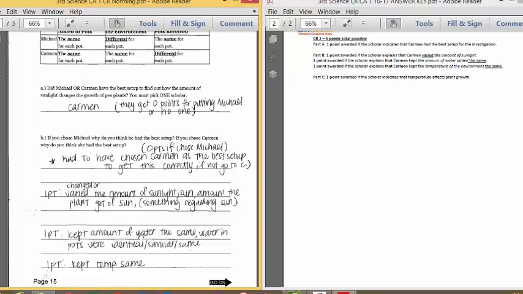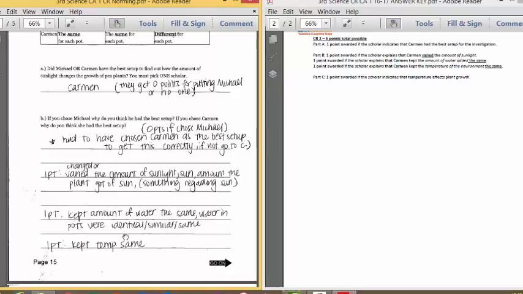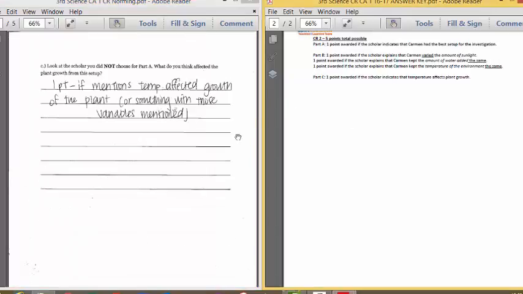They get another additional point awarded if the scholar explains that Carmen kept the amount of water the same, that she had a controlled variable in the experiment. So something along the lines of water in the pots were identical, similar, the same. They kept the water the same across the pots. And then lastly, they get an additional point if they explain that Carmen kept the temperature of the environment the same. For Part C, they're asked to look at the scholar they did not choose for Part A, so it should be Michael. What do you think affected the plant growth from this setup? The scholar should mention that the temperature affects plant growth, or something with those variables mentioned.